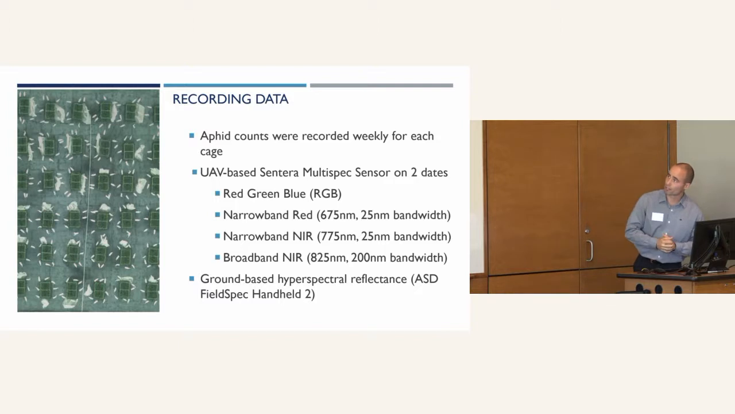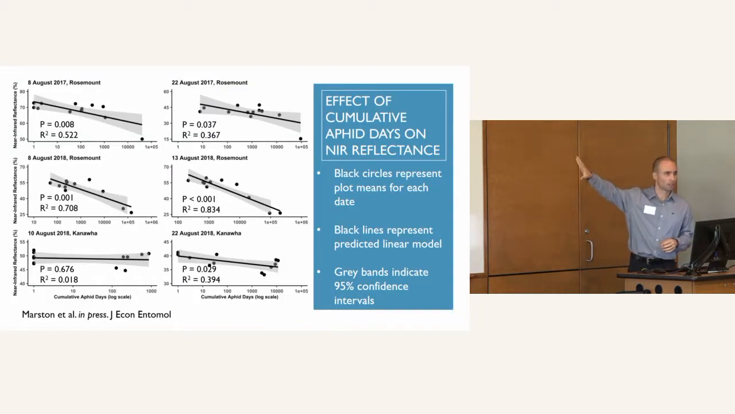And Zach went out and flew a UAV with that multispectral sensor that I mentioned over these plots. He had the RGB, a couple NIR wavelengths there, and then a narrowband red. And in addition to that, we also got the hyperspectral ground-based data as well. So kind of a lot going on here. I probably should have animated it, but bear with me.